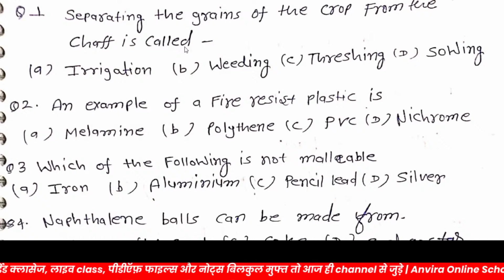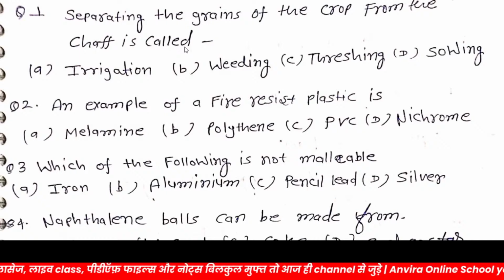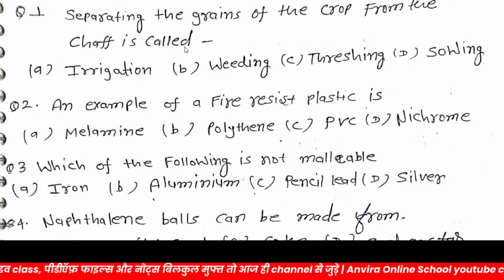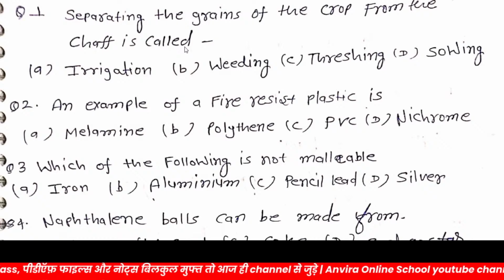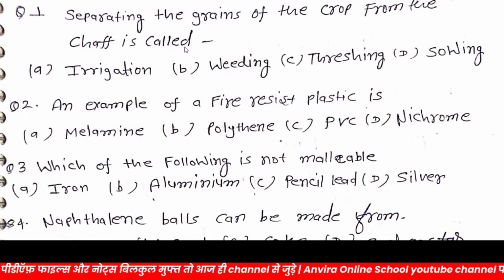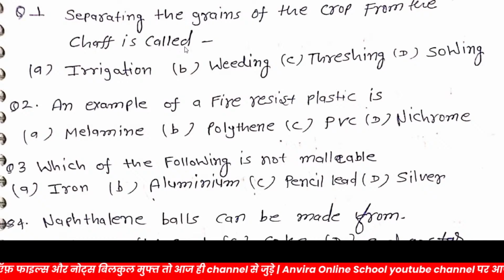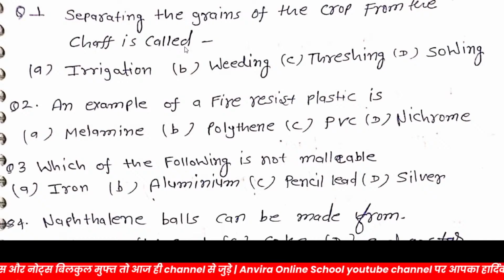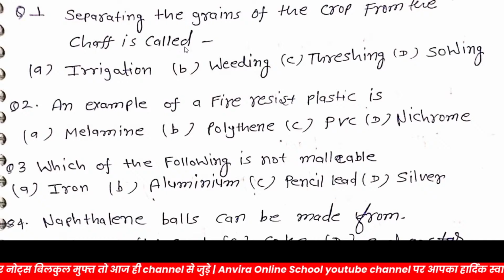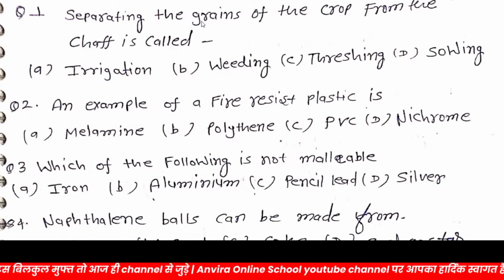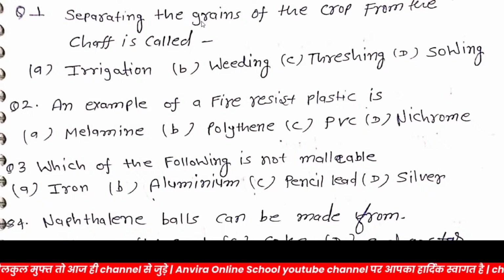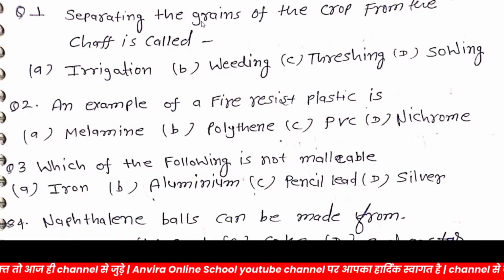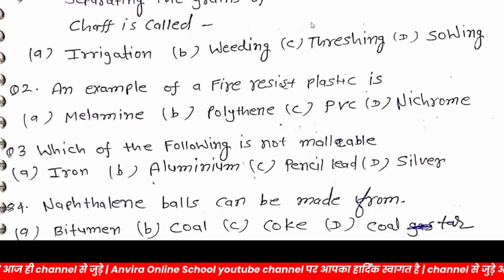Today we will start a model test paper for class 8 subject science. Okay, so let's start. First question. Separate the grains of the crop from the chaff is called threshing. Okay.